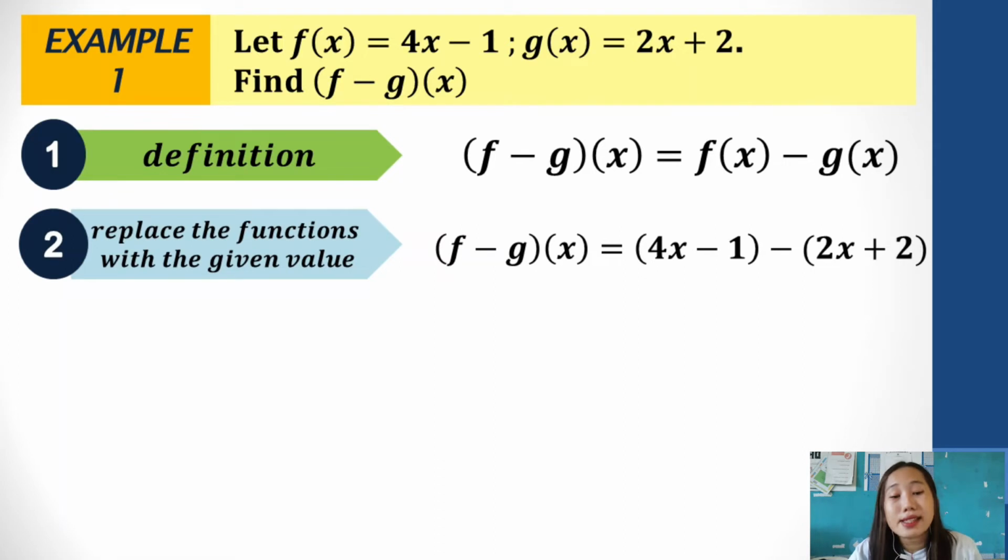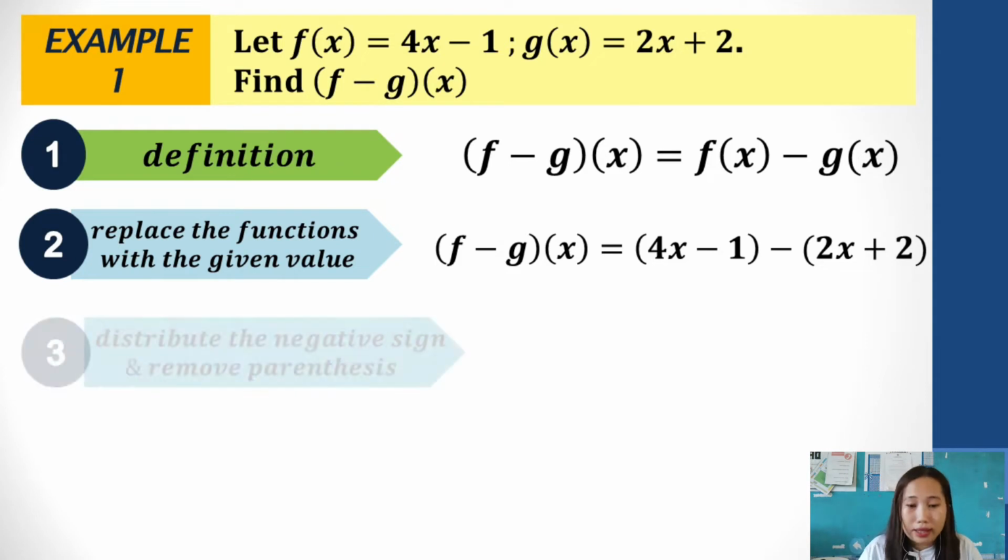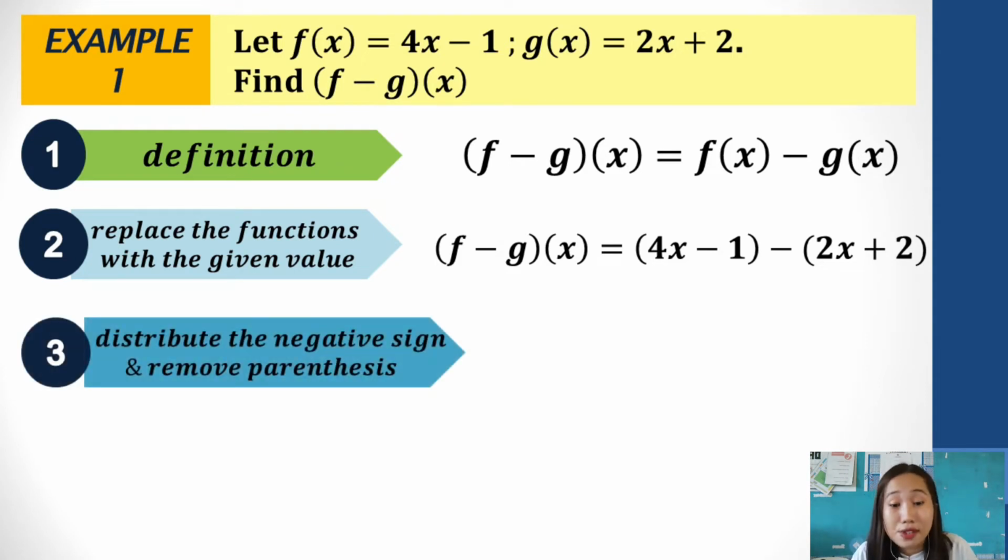Next, replace the function with the given value. Kailangan mo talaga siyang ilagay sa parenthesis para hindi ka malito. So, yung f of x natin, naging 4x minus 1 kasi ito yung given natin. Minus, parenthesis, yung g of x natin, which is 2x plus 2. Nire-replace mo lang yung value ng f of x minus g of x, tsaka nilagay mo sa parenthesis. Third one, distribute the negative sign and remove the parenthesis.